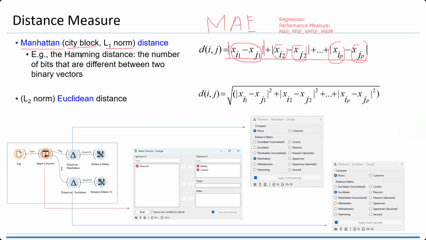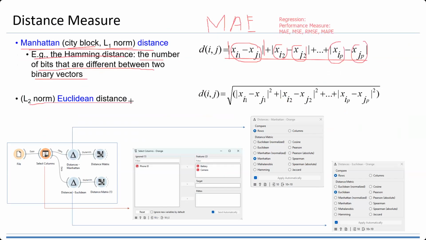There is another kind of Manhattan distance. We call it Hamming distance. It is the number of bits that are different between the two binary vectors. So I will not explain the Hamming distance. Let's just focus on the Manhattan distance.